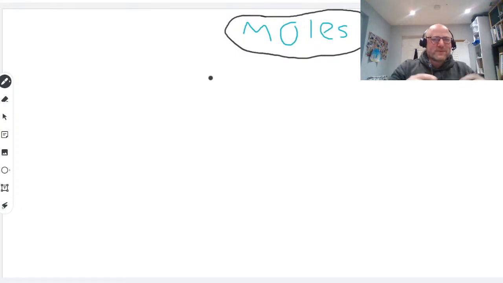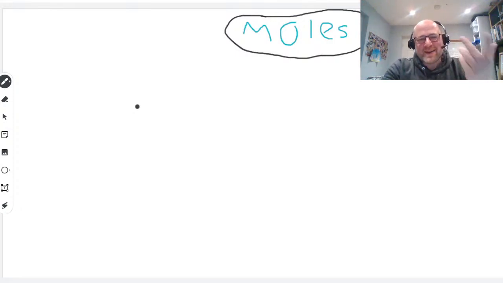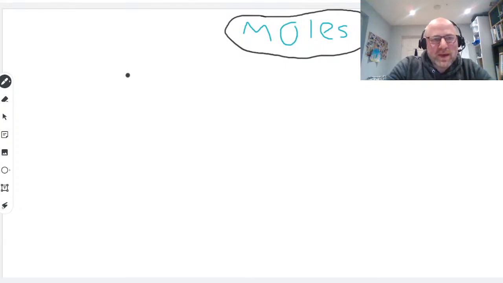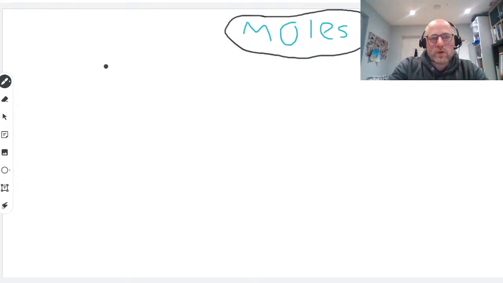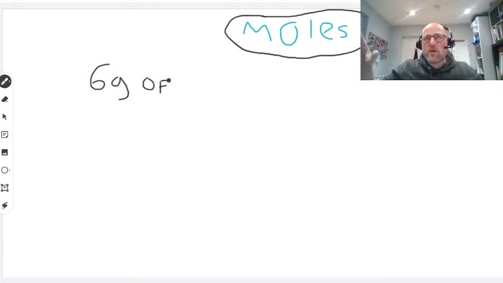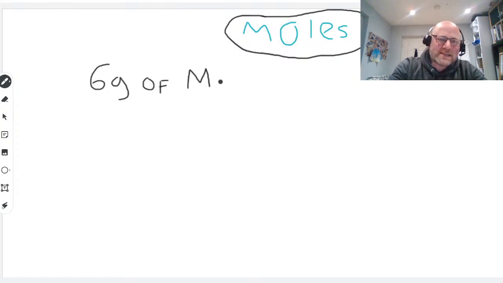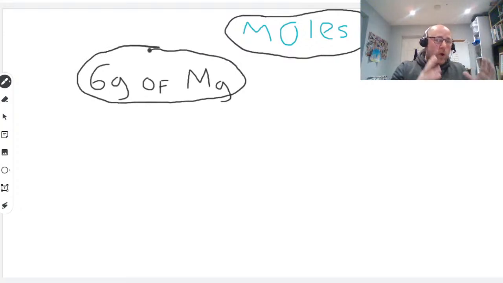Okay, moles. The moment you see grams on the paper, you highlight it, and your brain needs to switch to: this is probably about moles. If I'm reading a question, it could have a whole paragraph of dirty information, but if somewhere in that paragraph it says 6 grams of magnesium, you're more than likely going to have to calculate the moles of magnesium.